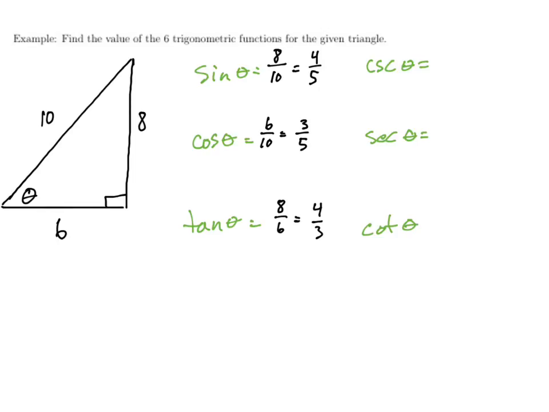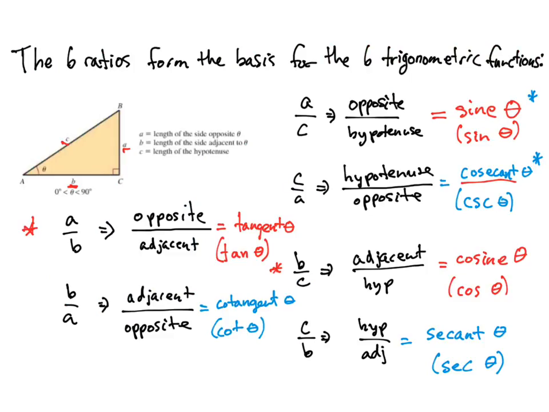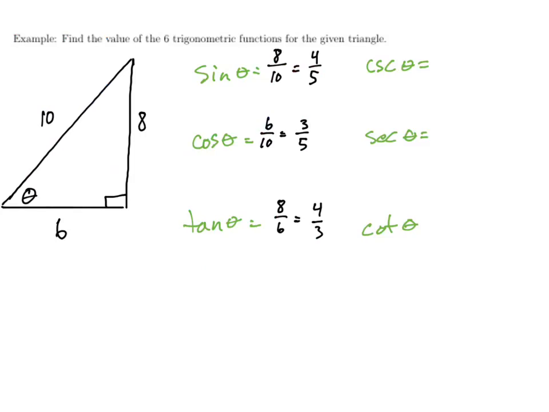Now, to get the secondary ratios, we can simply take the reciprocals of the primary ratios. That's typically the way folks go about this. For example, with cosecant, students don't typically remember that cosecant is hypotenuse over opposite. They just remember that cosecant is the reciprocal of whatever the sine ratio was. So cosecant is the reciprocal of this right here, so this is going to be 5 over 4. Secant theta is the reciprocal of cosine, so that'll be 5 over 3. And then cotangent is the reciprocal of tangent, that'll be 3 over 4.